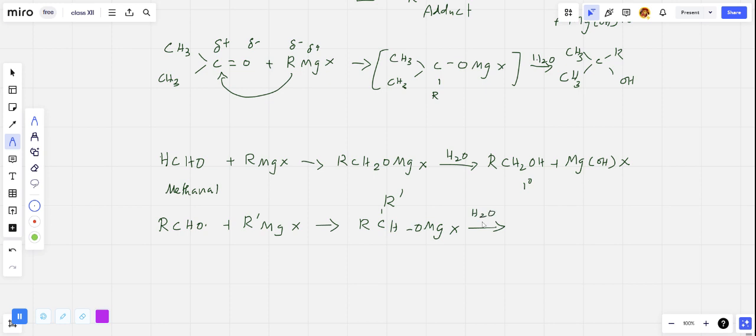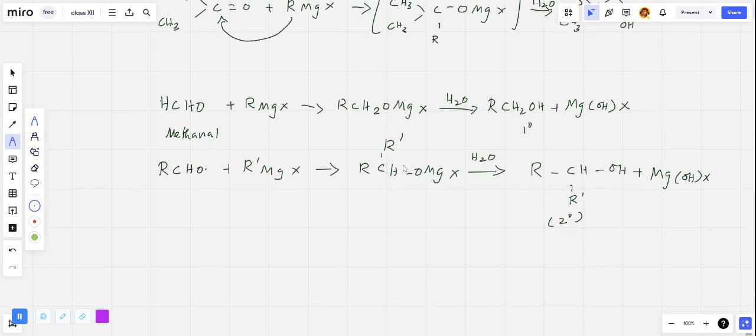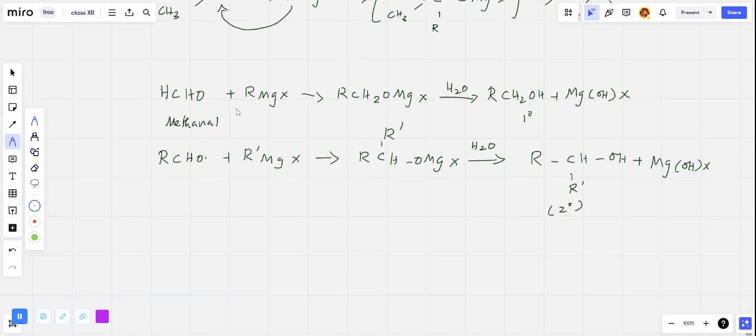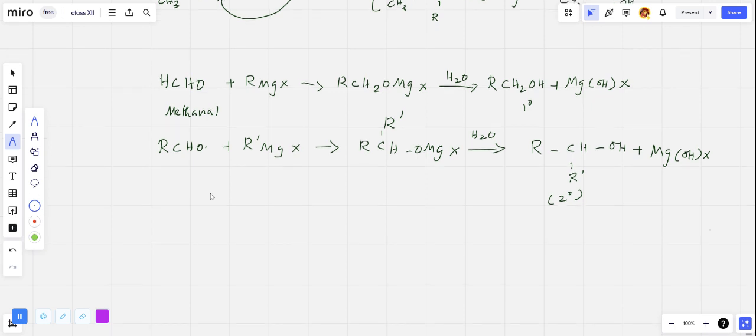On hydrolysis, it will give secondary alcohol. So this is secondary alcohol, but the byproduct obtained is the same for all the reactions. If you are using methanol, you will get a primary alcohol. Any other aldehyde will give secondary.